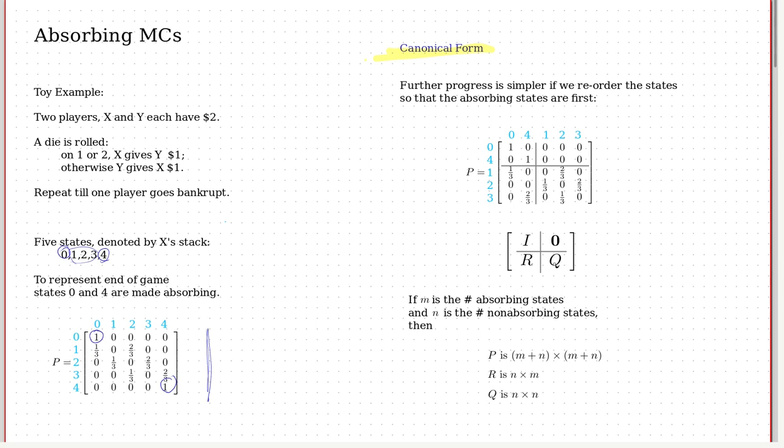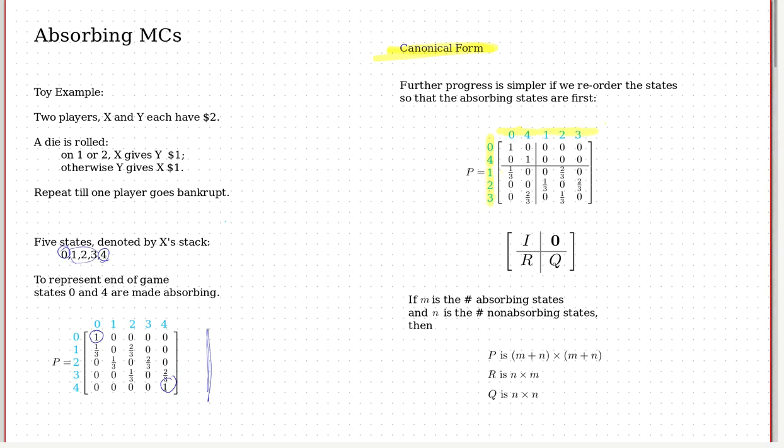But we're not going to worry about any of that, so don't worry about what I just said. We're only going to deal with simple cases with absorbing states and non-absorbing states, and that's the only distinction we will look at. Canonical form basically just means that we put the absorbing states first. We make the absorbing states the first states, and the non-absorbing states the remaining states. So I reordered the states here. I made states 0 and 4 the first 2, and I made states 1, 2, and 3 the last 3.